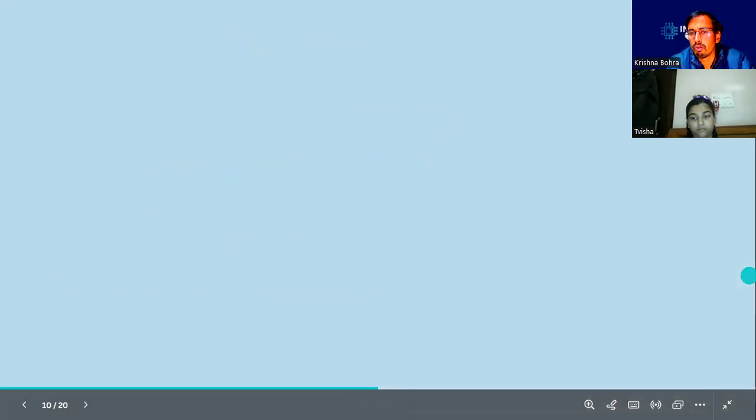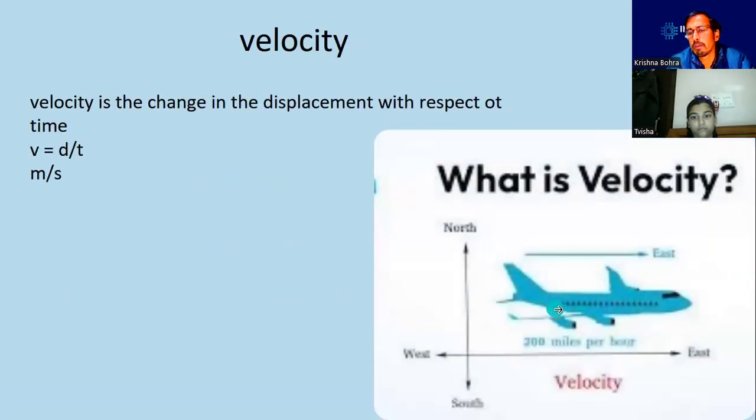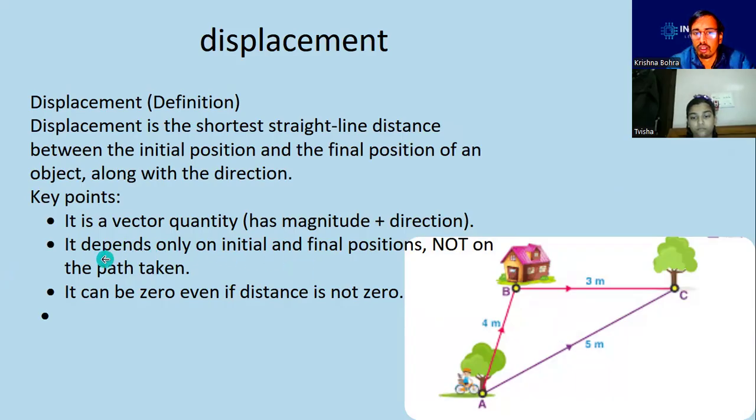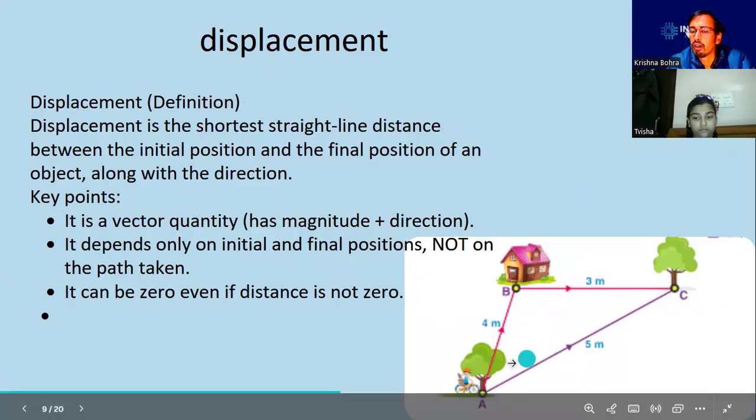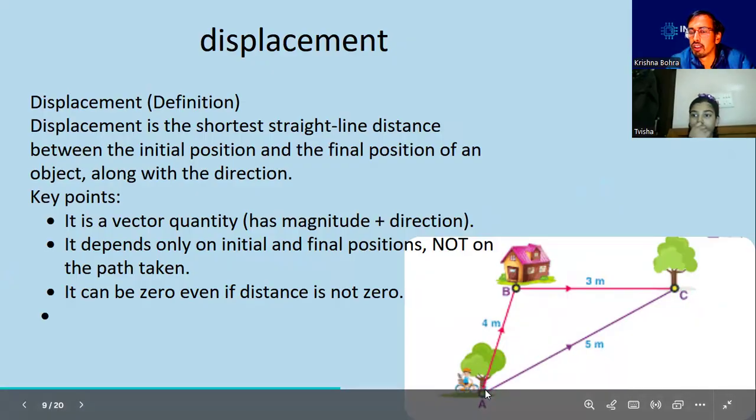Like if I show you, this plane is flying in the east direction. So it has a displacement in the east direction. Hence, it is a vector quantity, meaning it has a direction. It only depends upon the initial and final position, and does not depend upon the path. To calculate your displacement, I mathematically subtract your initial position, A, from your final position, C, and this will by default give the shortest possible route.